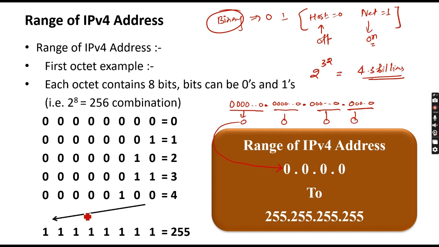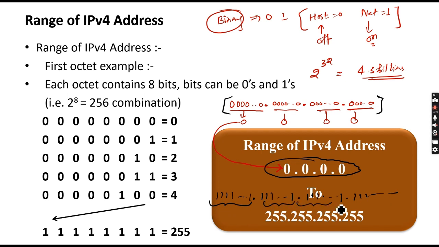Fine. Now second thing, when you put all zeros, it will be the very first IP address, and that is nothing but this one. And when you go for all ones, 1 1 1 1, like this, 8 ones, then again 8 ones, then again 8 ones, then again 8 ones, and when you add these numbers, you will be getting 255.255.255.255.